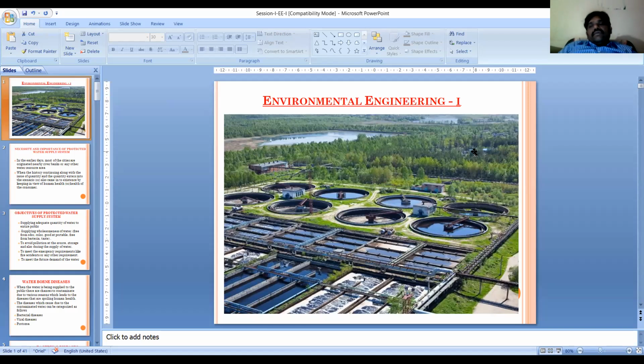We are discussing this Environmental Engineering 1 subject. In that, we have discussed the topics like the protected water supply system, objectives, and what are all the susceptible diseases if the water is not supplied in a good potable mode. We have discussed all the possible diseases that may spread because of contaminated water. After that, we discussed water demand and what are the factors affecting water demand.